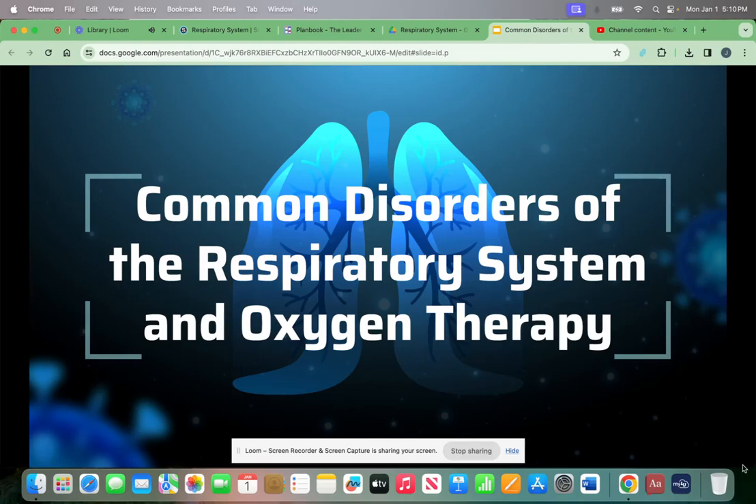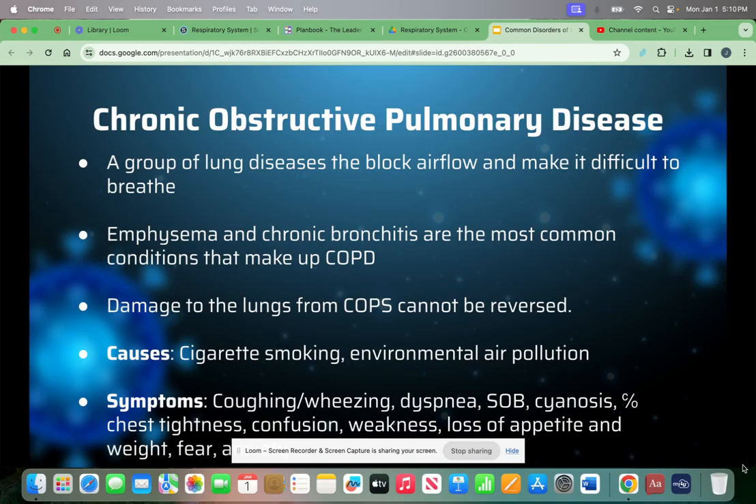Common disorders of the respiratory system and oxygen therapy. Chronic obstructive pulmonary disease is a group of lung diseases that block airflow and make it difficult to breathe. Emphysema and chronic bronchitis are the most common conditions that make up COPD.